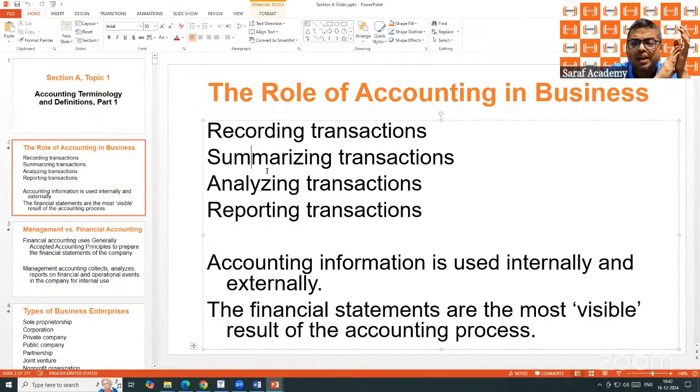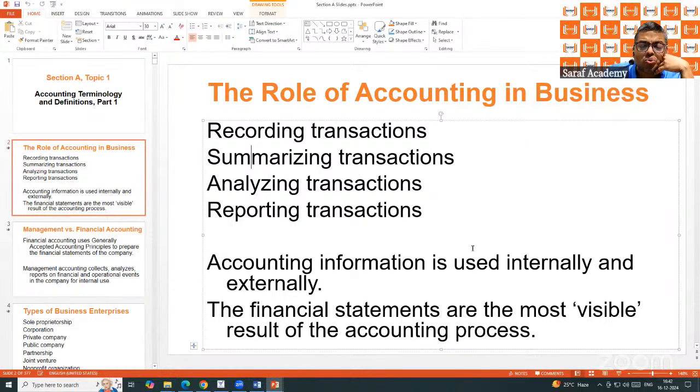Internally, PL account, balance sheet are prepared on monthly, quarterly basis also. But to the general public, we produce these on annual basis. Listed companies are required to report quarterly. But non-listed company like Saraf Academy, Saraf Gurukul Private Limited need to report annually. We do not have to report quarterly. That is called recording, summarizing, analyzing and reporting. And this is the whole of accounting.